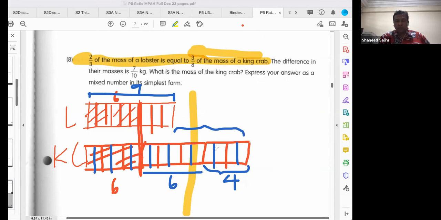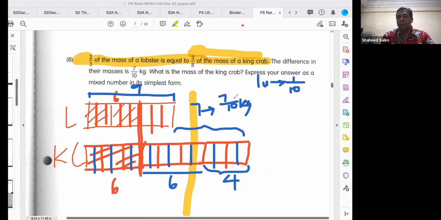Where is it? Oh, you cannot see. Okay. 16 minus 9 is how much? 7 units. 7 units is equal to 7 over 10 kg. So 1 unit must be 1 over 10 kg.